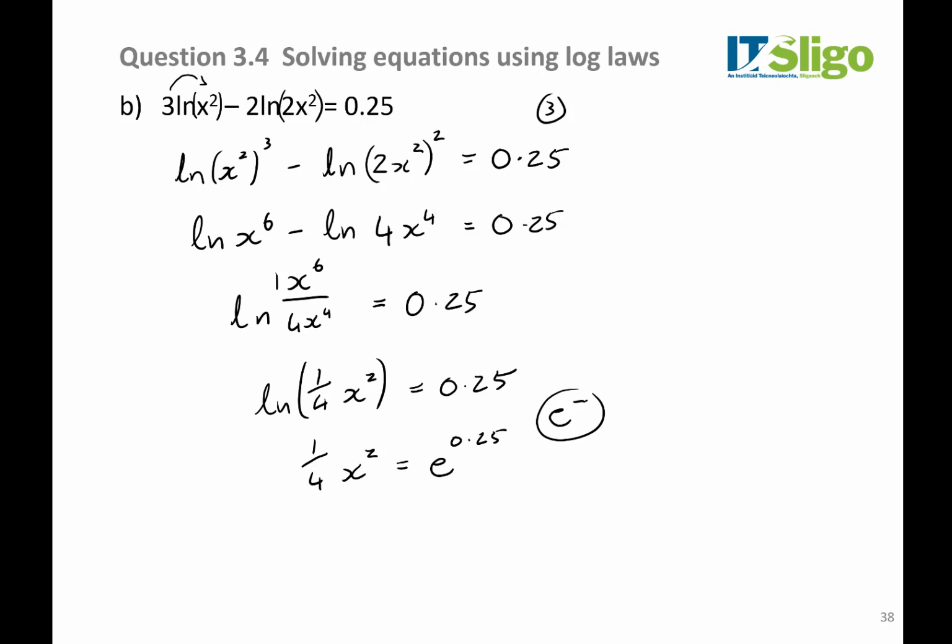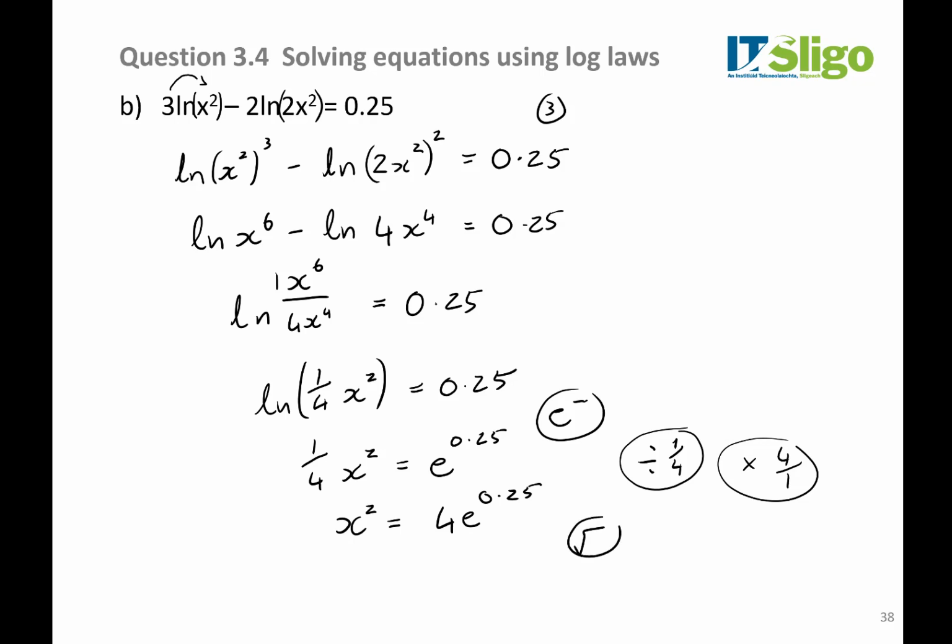Want to get rid of the quarter, guys? I could divide by a quarter. But really remember, dividing by a fraction is the same as multiplying by its reciprocal. Flip it upside down. So I'm just going to multiply both sides by 4. And now I want to get the square root of both sides. So we get x is equal to the square root of 4e to the power of 0.25.